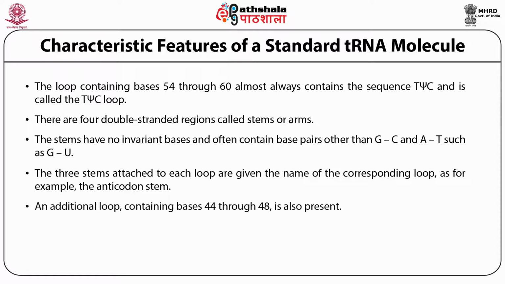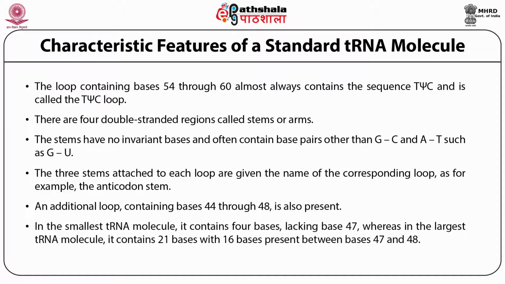An additional loop containing bases 44 through 48 is also present. In the picture you can see this. In the smallest tRNA molecule, it contains 4 bases lacking base 47, whereas in the largest tRNA molecule, it contains 21 bases with 16 bases present between bases 47 and 48. This highly variable loop is called the extra arm, which is also marked in the figure.